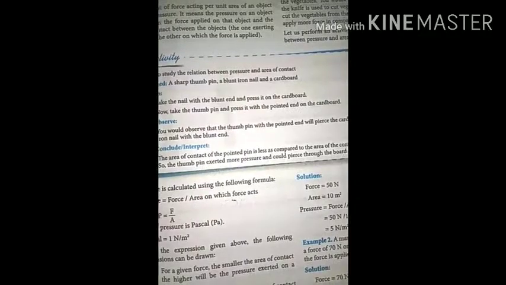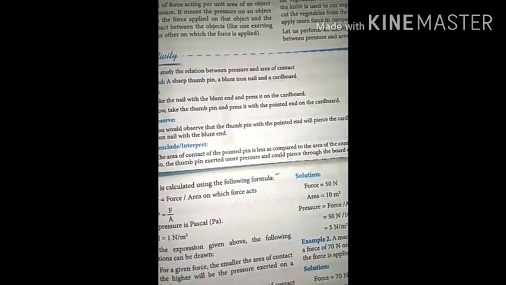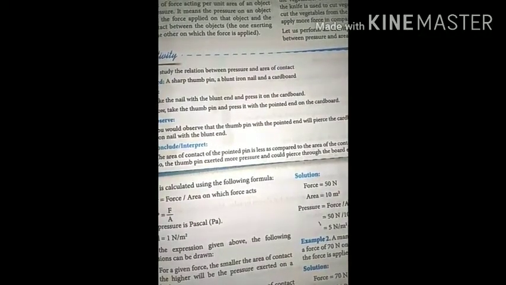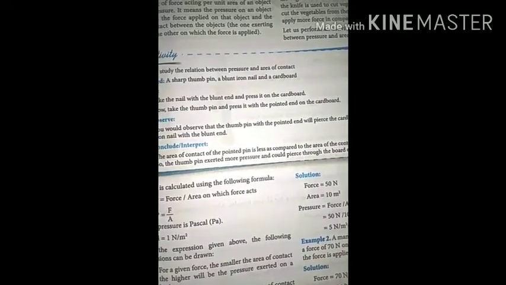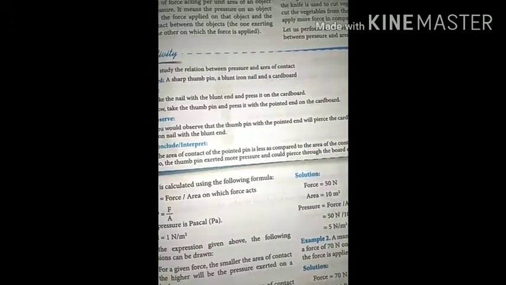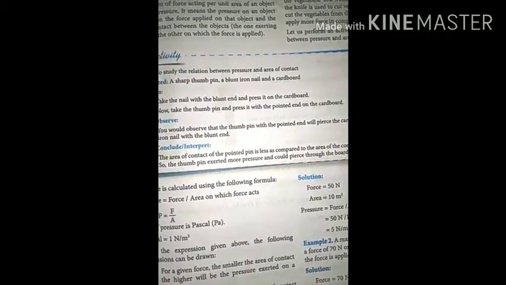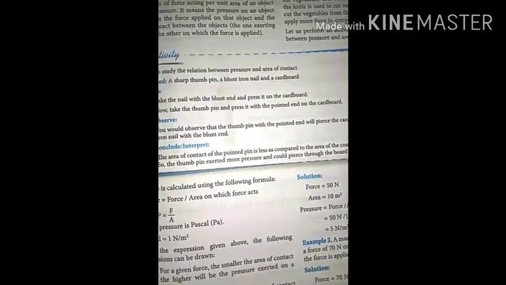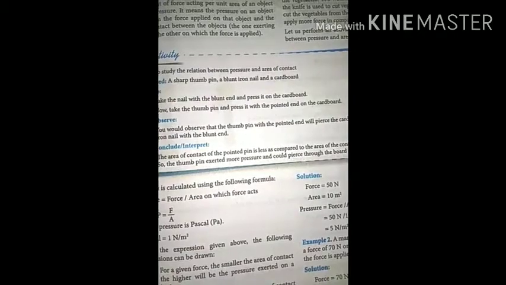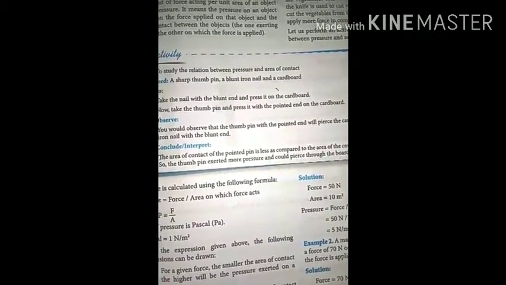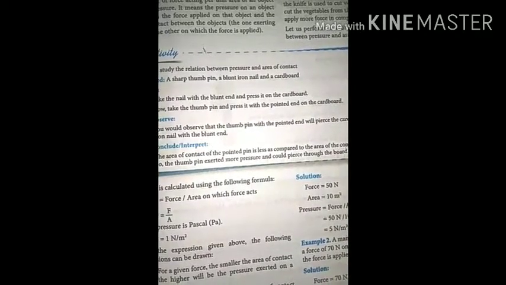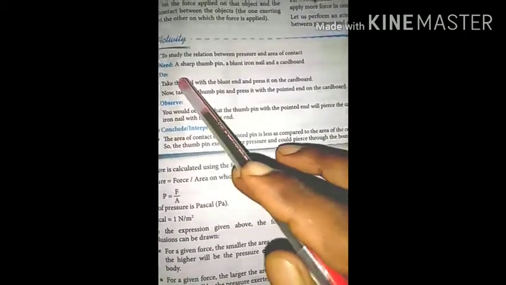Carefully observe the knife while we try to chop vegetables using a knife. We found that the sharp side of the knife is used to cut vegetables. If we try to cut the vegetables from the blunt side, we'll have to apply more force in comparison to the sharp side. So let us perform an activity to understand the relation between force and contact, between pressure and area of contact.